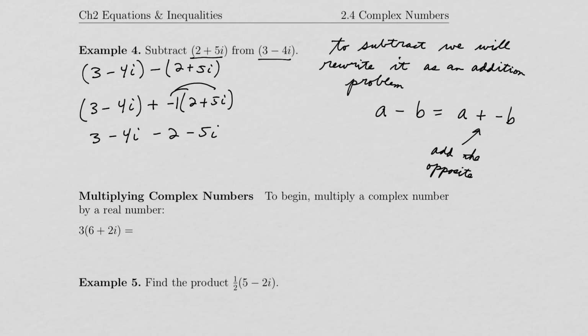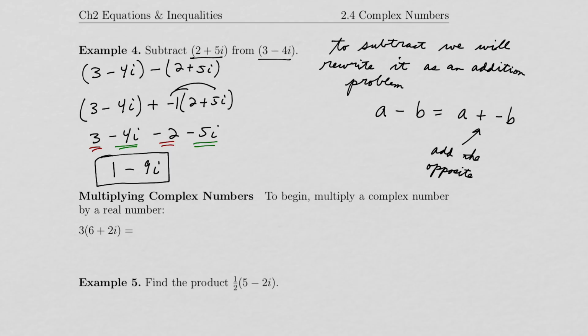Okay, and then we add the real parts and add the imaginary parts, right? Think of it, again, as combining like terms. So I'm going to add the real parts. 3 minus 2 is 1. And then I'm going to add the imaginary parts. Negative 4i minus 5i is negative 9i. So that would be my answer.